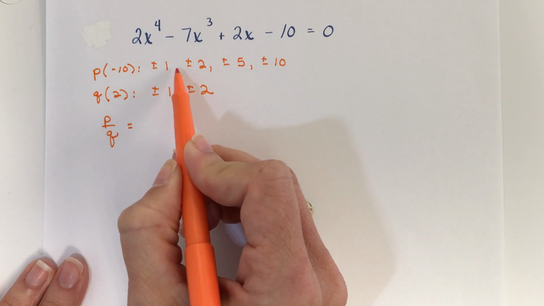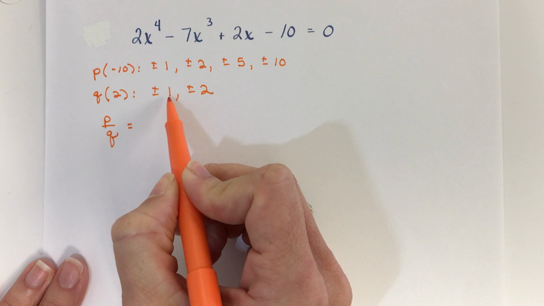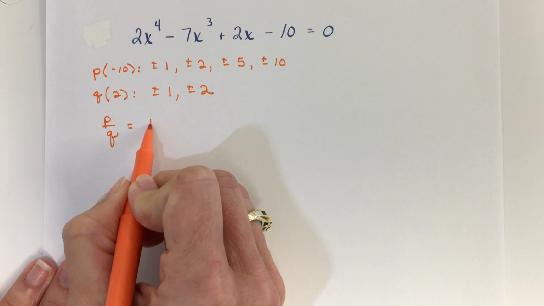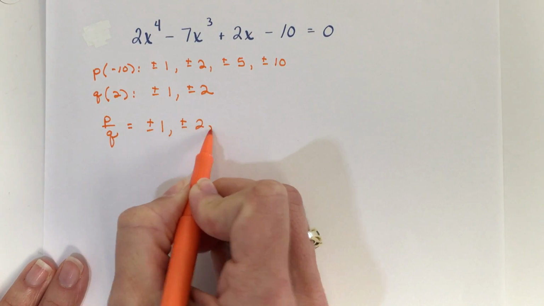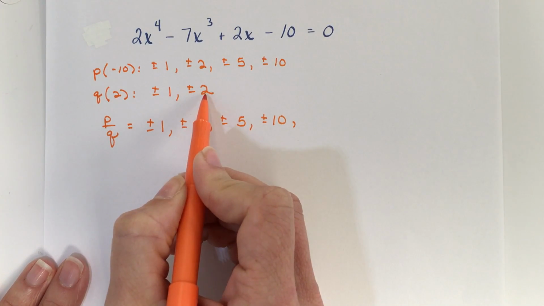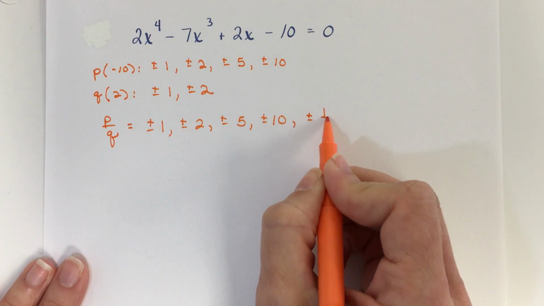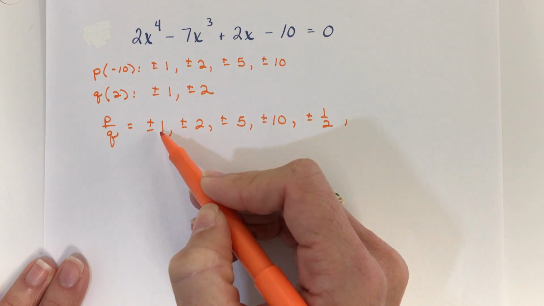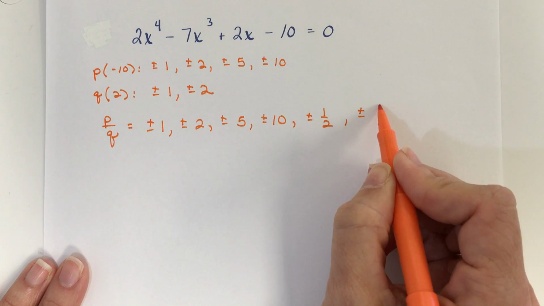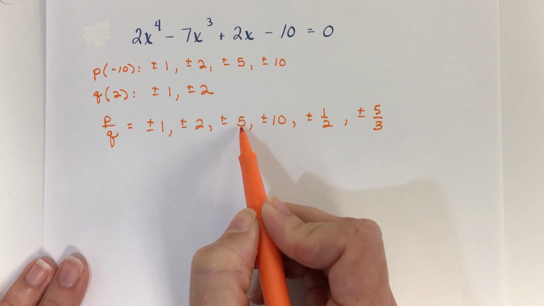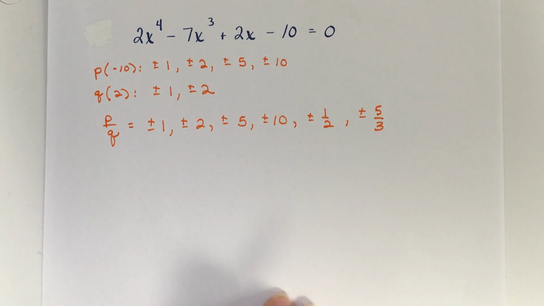Now we're going to do P over Q. Just like a while ago, I take all of these numbers and put them over 1. So 1 over 1, 2 over 1, 5 over 1, and 10 over 1. That just gives me the list of integers back. Now I've got to put them all over 2. So 1 over 2 means I need to add a half here. Then 2 over 2 reduces to 1, and I already have it. 5 over 2. And last is 10 over 2, which reduces to 5, and you already have it. So that's the first half of the problem, getting the list.